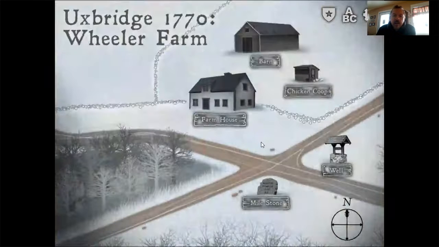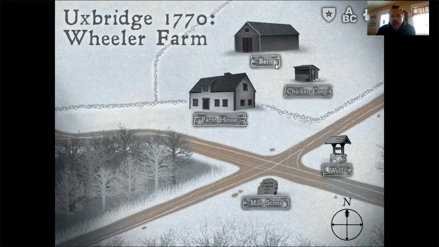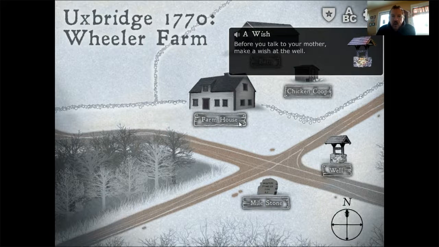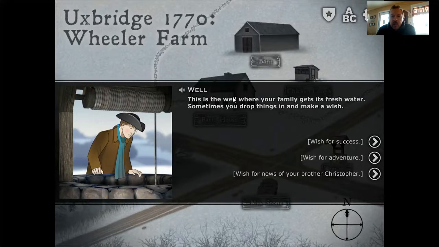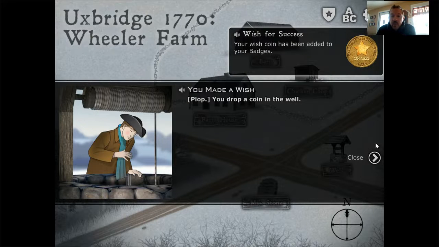All right, so here's your map. So anytime you want to move around in the game, you click on the place on the map where you want to go. And we want to go to the farmhouse. Oh, it says before you talk to your mother, you have to make a wish at the well. So we're going to make a wish at the well. And it's always going to give you a choice of what you want to do. So I'm going to wish for success and drop a coin in the well. And now I have a coin.